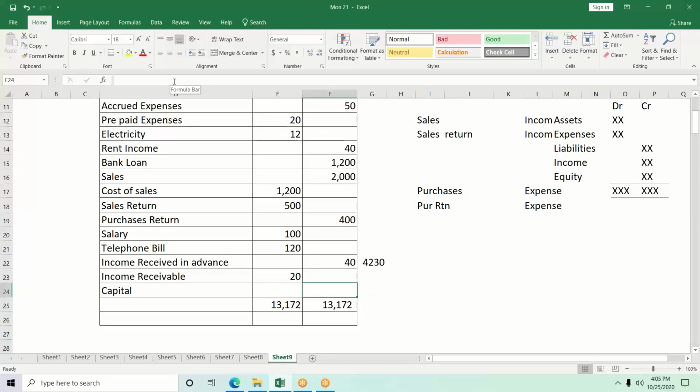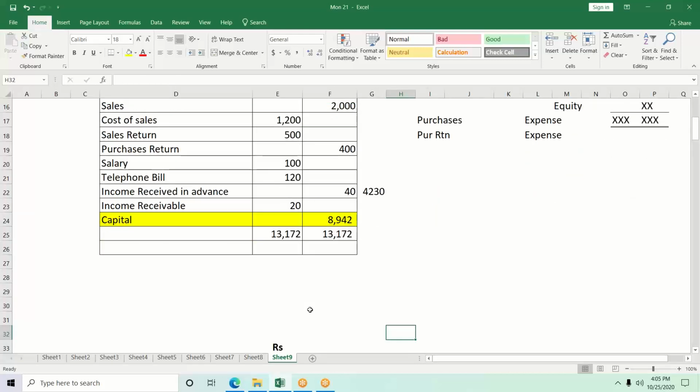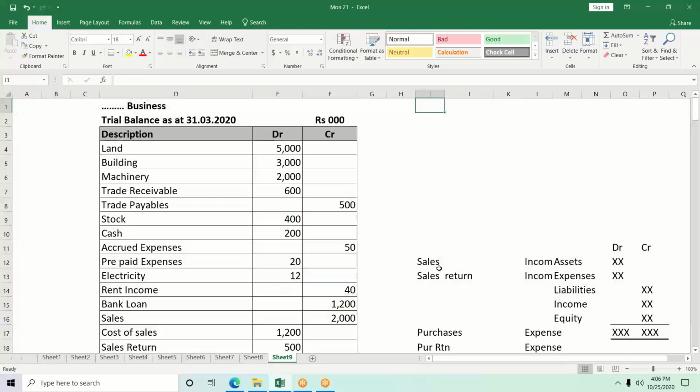Then what are we supposed to do? From the 13,172 debit total, you subtract the credit total, and on balance the capital account, Puta, is rupees 8,900,000. How did I calculate the capital balance? Not by subtracting the liabilities from the assets. From the debit balances, you have subtracted the credit balances. Is that clear? Right. And how much could be the capital account balance? That is rupees 8,942. Right. So this is the trial balance that you prepare for this business.